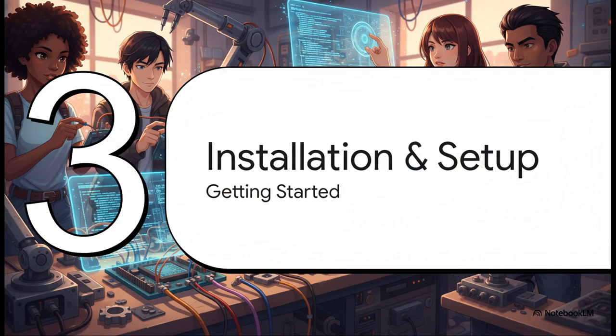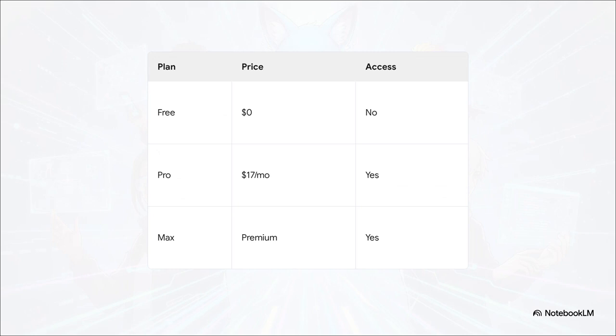Okay, Section 3, Installation and Setup. Let's get you started. Before you even open your terminal, let's quickly go over the prerequisites. If you're on the free $0 plan, you actually don't have access to Claude Code right now. That only covers the web and desktop apps. To use this terminal tool, you do need to be on the Pro plan, which runs $17 a month, or the Premium Max plan. With Pro, you get really solid usage limits that reset roughly every 5 hours. Plus, you get helpful little warnings when you're getting close to your cap.